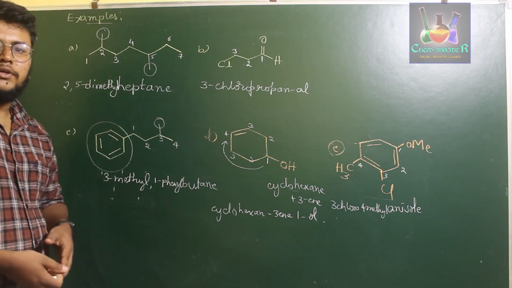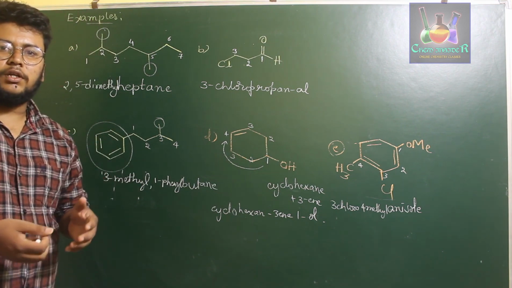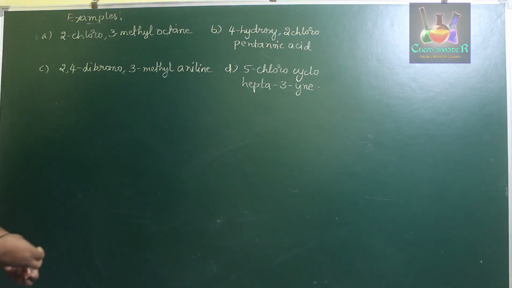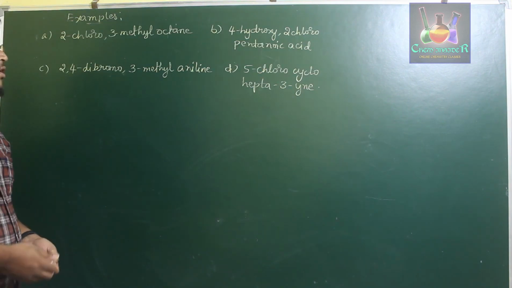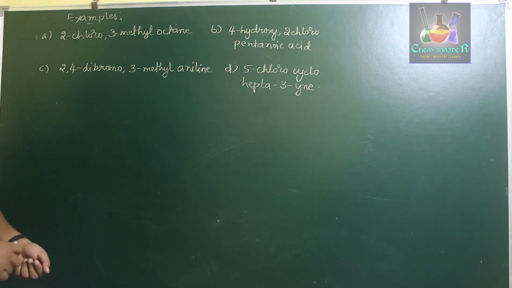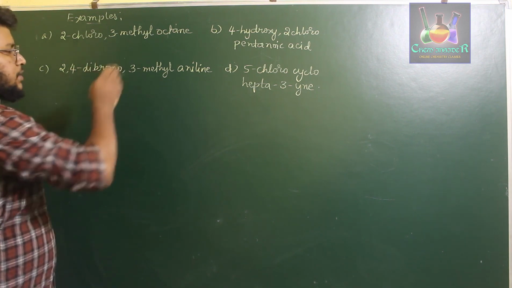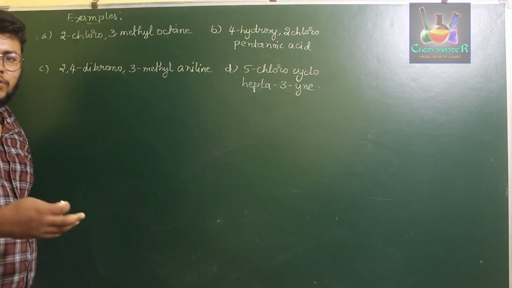Next, we will try to write the structure of a particular hydrocarbon using the IUPAC names. Now, let us write the structures for compounds having particular IUPAC nomenclature. The first compound, we need to write the structure for the IUPAC name given as 2-chloro 3-methyl octane. Since they have given octane, let us write an 8-membered hydrocarbon. I am just going to write the bond line structure, that is more than enough.